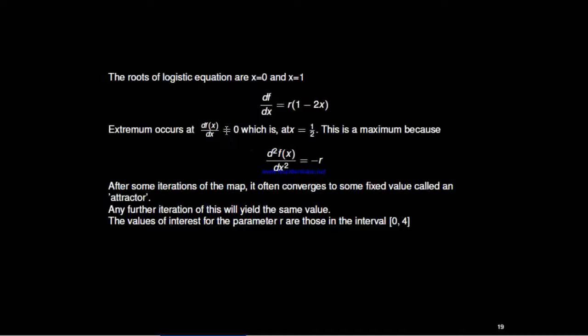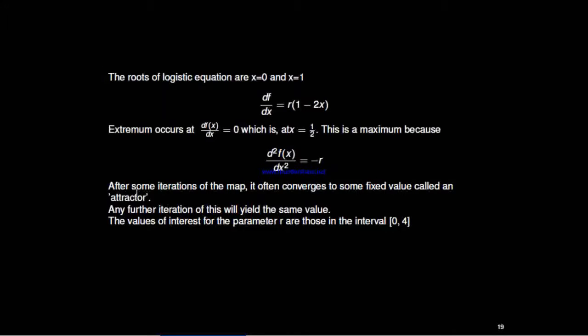So this function has a maximum or minimum at x is equal to 1 by 2 because df by dx is equal to 0. When you take the second differential, we get d square f by dx square is equal to minus r. Therefore, this is a minimum because the first differential is 0 at x is equal to 1 by 2 and the second differential is negative. So definitely 1 by 2 is the point where this function has a minimum value.